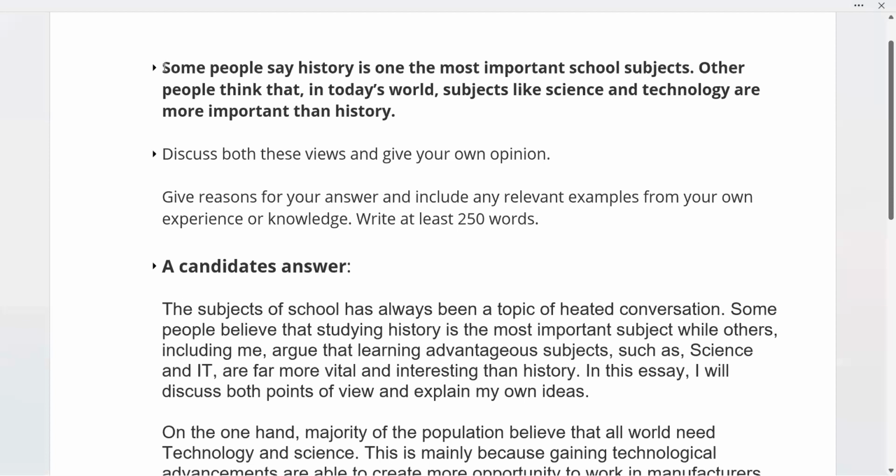So the task 2 question template says, some people say that history is one of the most important school subjects. Other people think that in today's world, subjects like science and technology are more important than history. Discuss both these views and give your opinion. Give reasons for your answer. Include any relevant examples from your own experience or knowledge. Write at least 250 words.